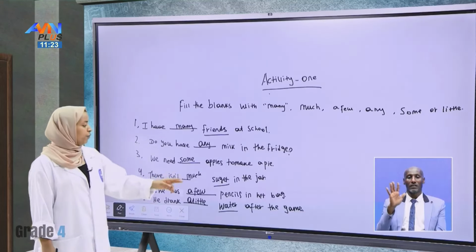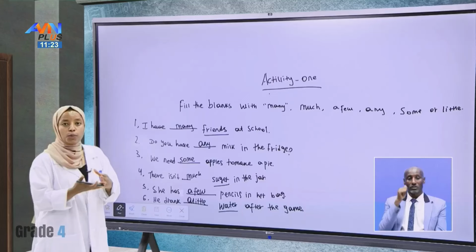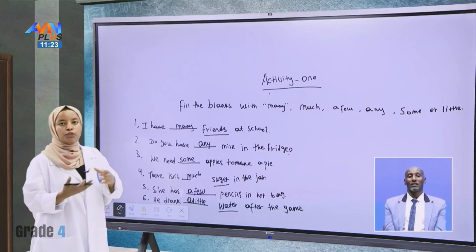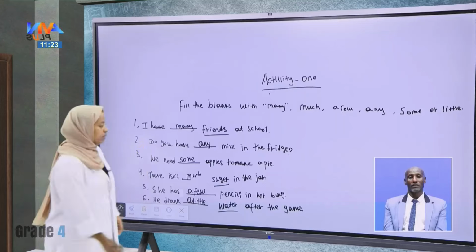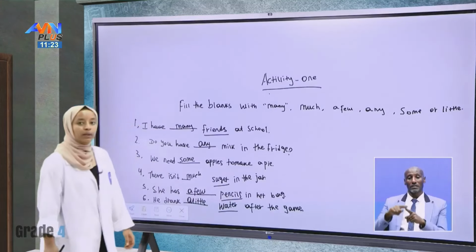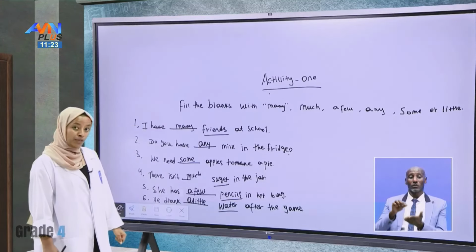She has a few pencils in her bag. A few pencils. Maybe one, maybe two of them, maybe three of them. It's not enough. So, pencil is a countable noun, but a small amount of.